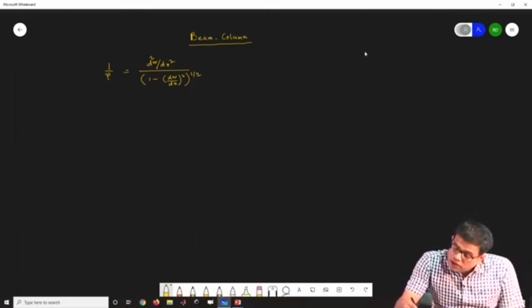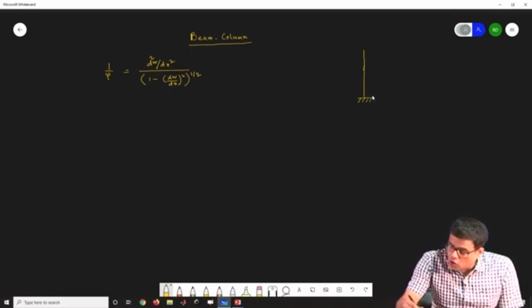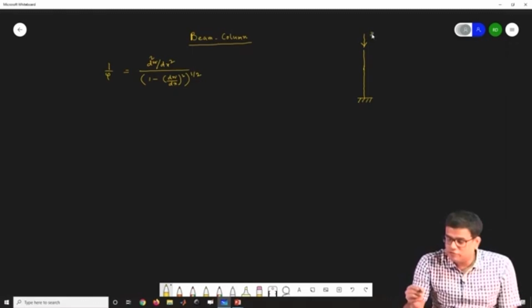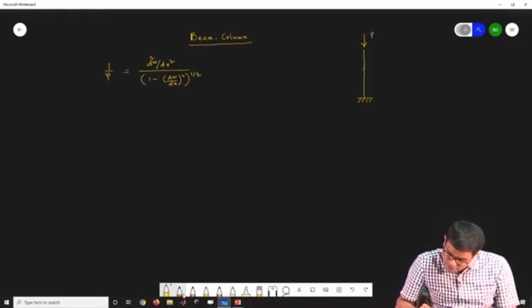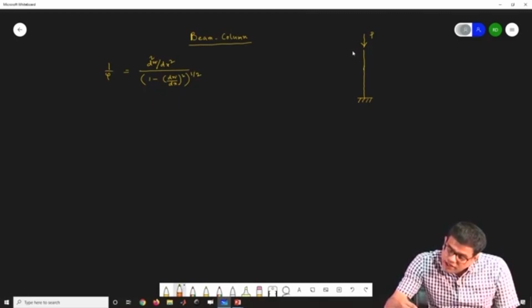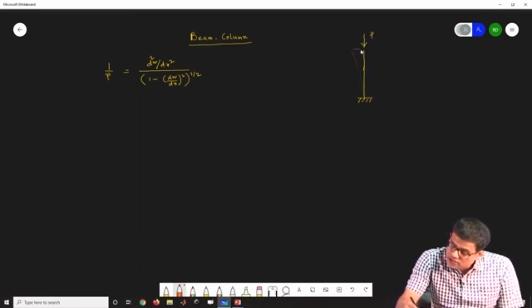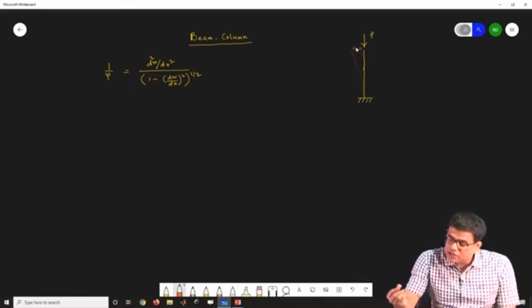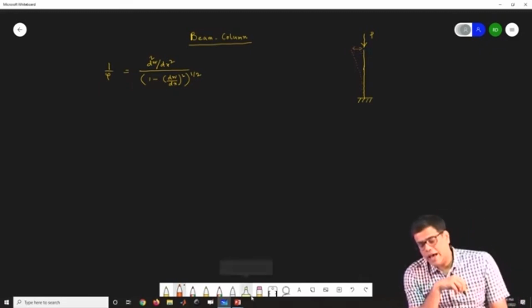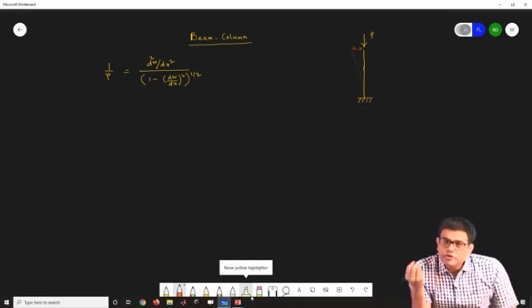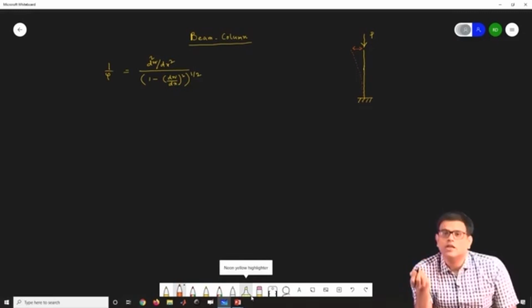Now, if you look carefully, there is a column. Suppose I take a simple column, a cantilever column, and there is an axial force. Then the deflection of any intermediate point will look like this. So, this is the deflection. Now, what will happen in the process? We have to consider the axial shortening of the column.